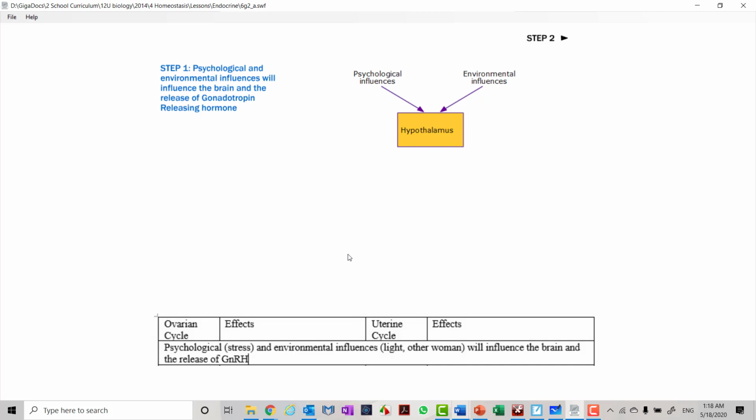And so if you're stressed, which is a psychological influence, or it could be a physical stress or an emotional stress, that could cause the hypothalamus to stop releasing certain hormones, and then your whole cycle stops.